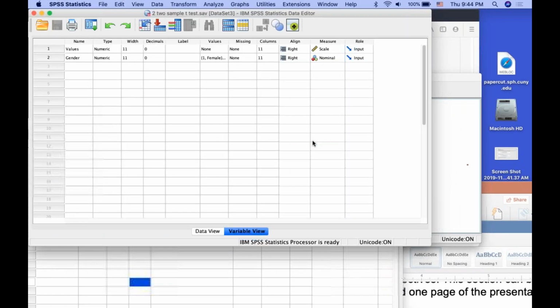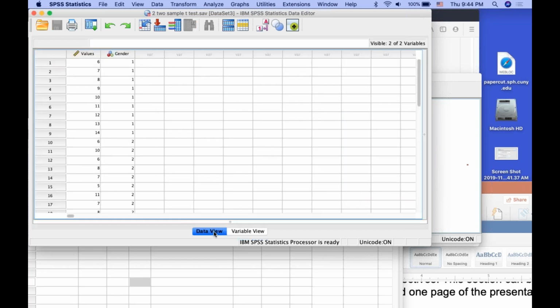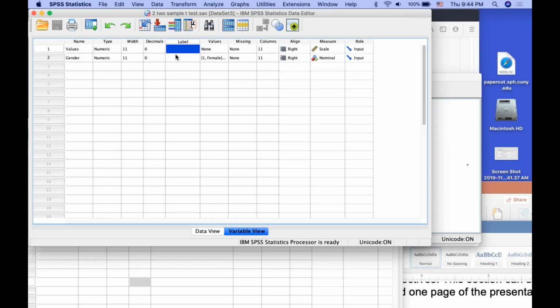Okay, so I just opened this up. There's 2 variables. One is values and one is gender. The values is whatever it happens to be. What do the numbers look like? I'm going to put down that that's test score, quiz scores.